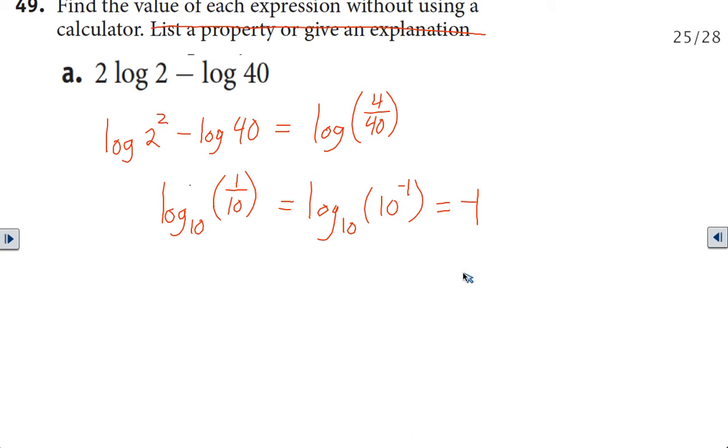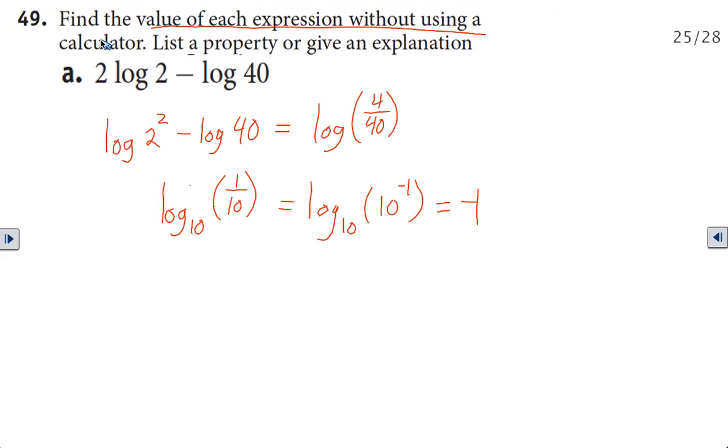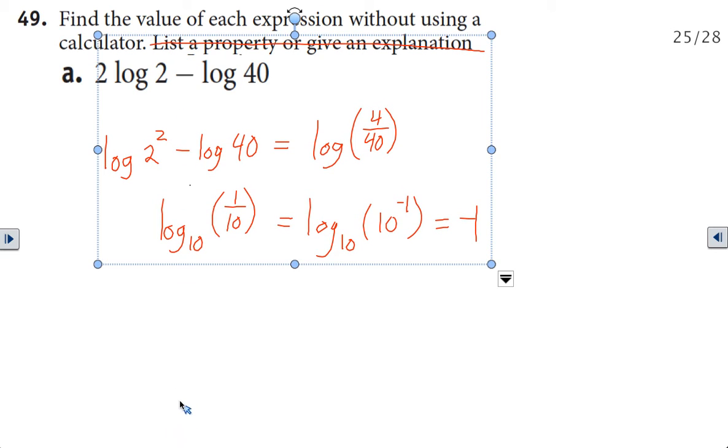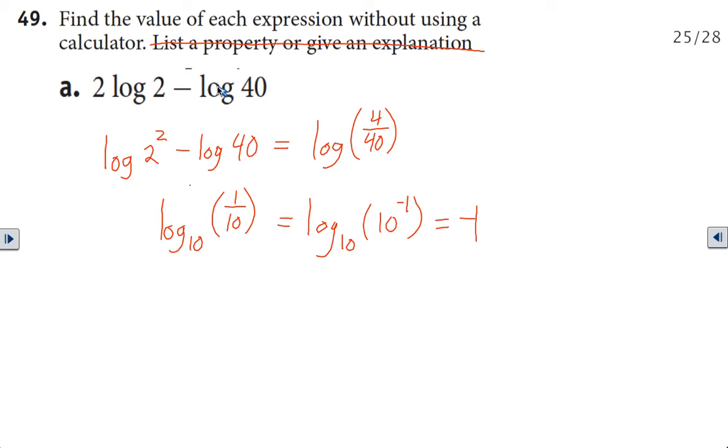And here is 49. On 49, there's 2 parts of it. There we go. I'm not too worried about you listing a property or giving an explanation on how you were able to solve it, because honestly, most of us have a finite or a limited amount of space in our brain, and I would prefer you to actually know how to use all those properties than if you spent lots and lots of time memorizing the names of the properties and then had no clue how to use them. Okay. So make sure you know how to use it. Make sure you know how to solve these. Just find the value of each expression without using a calculator.